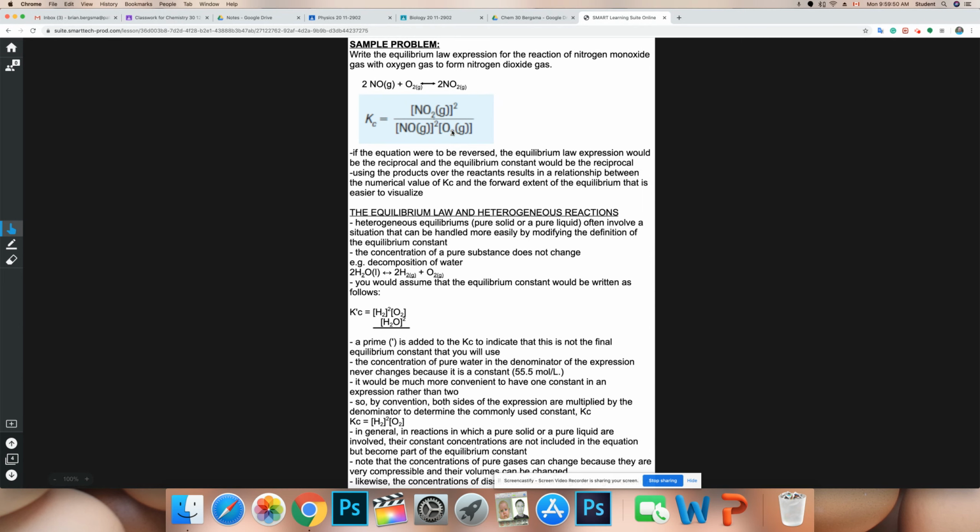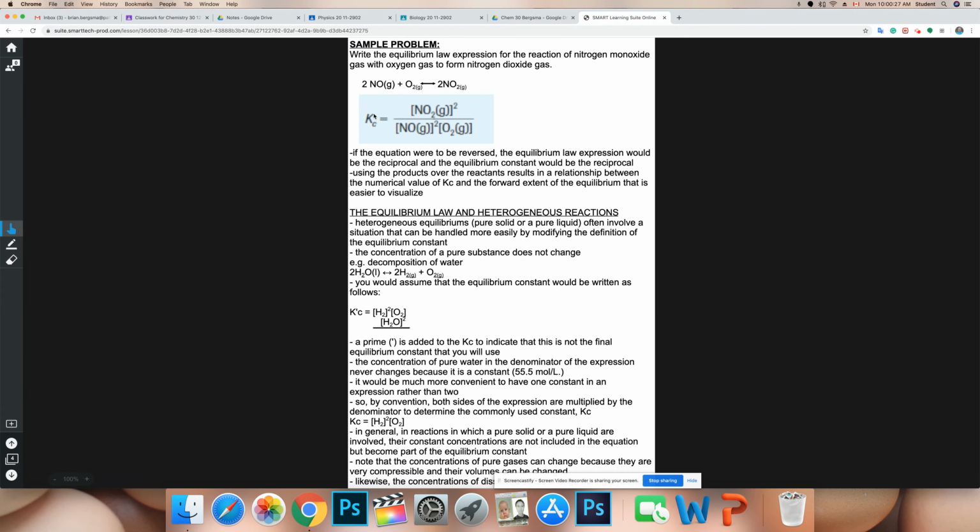If you're given the numbers, you could actually solve for Kc. If the equation were reversed, the equilibrium law expression would be the reciprocal, and the equilibrium constant would be the reciprocal. The reciprocal means we are just flipping this, so this would go on top and this would be on the bottom. If you're given Kc and you want to find the equilibrium constant for the reverse reaction, you just go 1 over Kc, and that would be your answer.